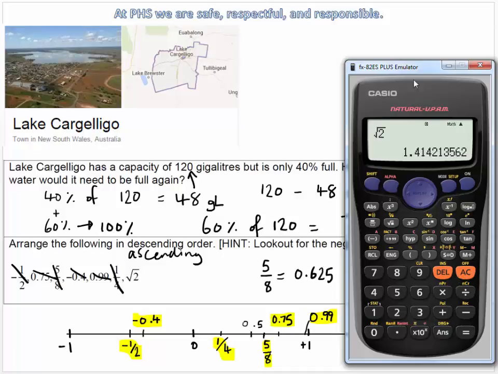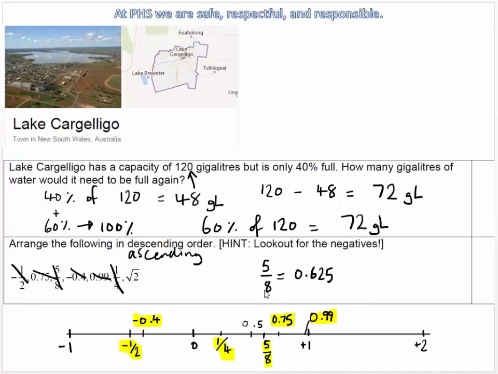So 1.4142135562. Now, but for the purpose of our little question here, we only really need to know the first 2 decimal places. So let's get our pen out and we'll change that to, well, that's 1.41. So here's 1.5. Okay, so it's going to be just before there, 1.41, or the square root of 2.